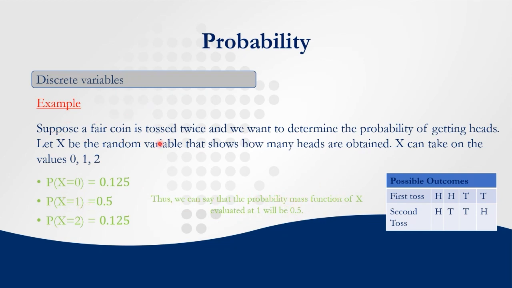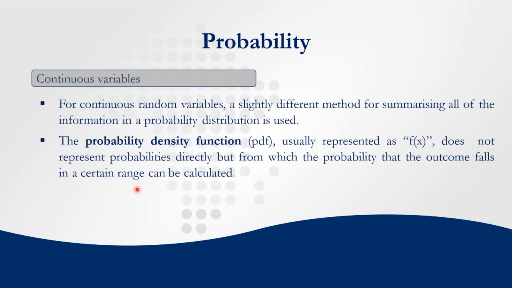Of x being the number of heads evaluated at 0, it's going to be 1.25. And then for continuous variables, the way of summarizing the distribution is different.